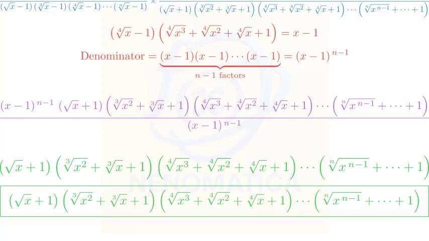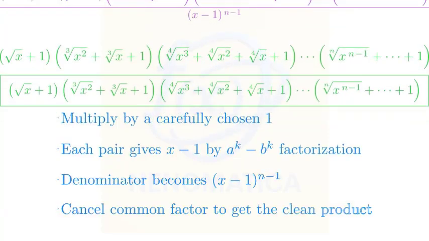Quick recap. We multiplied by 1 built from geometric sums. Each radical difference paired with its sum became x minus 1. The denominator collapsed to a power of x minus 1, and it canceled with the numerator.